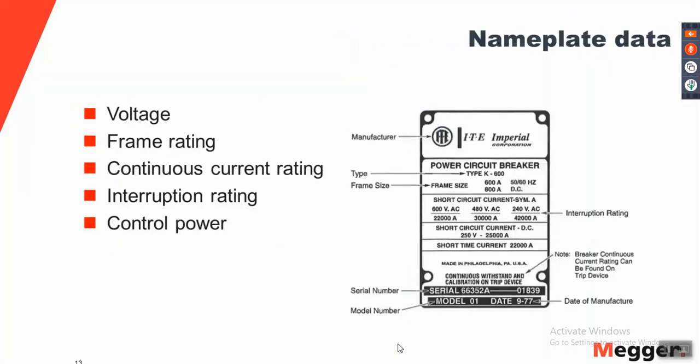When you test a circuit breaker, you will look at the nameplate and you may see some terms that you may not be familiar with. Let's get familiar with some of the terms that you would come across while testing a low voltage power circuit breaker. So this is what the nameplate looks like.